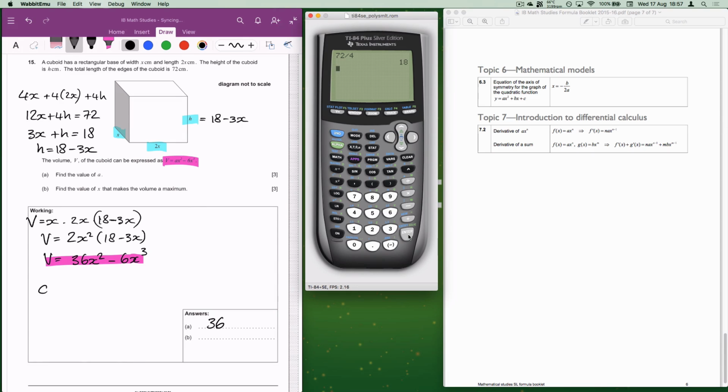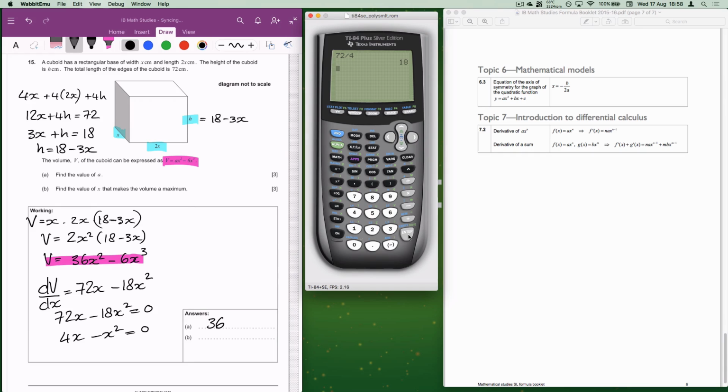So dV by dx equals 72x minus 18x squared. And once we've got to that point, at a maximum, we have 0 for the value of dV by dx. So 72x minus 18x squared must equal 0. And now all we have to do is solve this equation. Now, as you know, that 72 is divisible by 18, because 72 divided by 4 is 18. So we can divide everything by 18, gives 4x minus x squared equals 0.